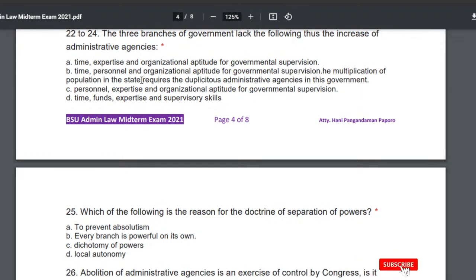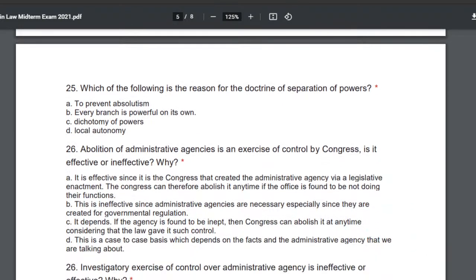These are actually equivalent to 6 points. Number 25, I mean. Which of the following is the reason for the doctrine of separation of powers? A, to prevent absolutism. B, every branch is powerful on its own. Letter C, dichotomy of powers. Letter D, local autonomy. Okay, which is the correct answer?